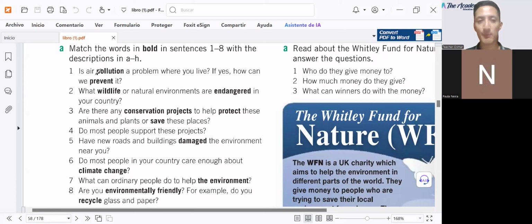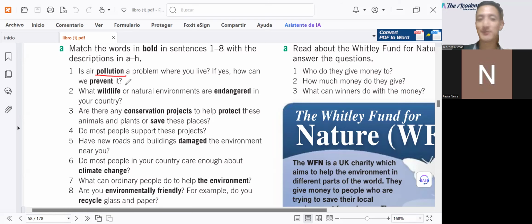Here we have some bold words. I need you to tell me what is the meaning in Spanish. Have you ever seen these words, and how can we relate them to the environment? Right, Paula? Let's start with pollution. What is pollution? Contaminación. Very good. Prevent. Prevenir. Of course, right? Obviously, if pollution is a problem, how can we prevent it?